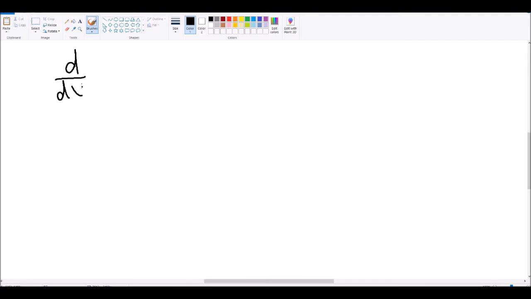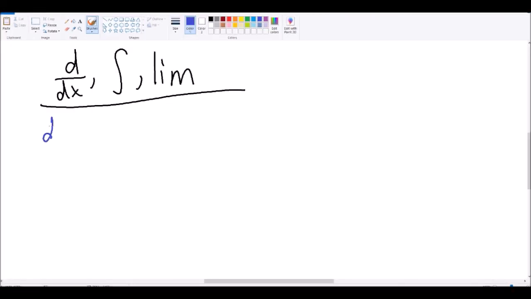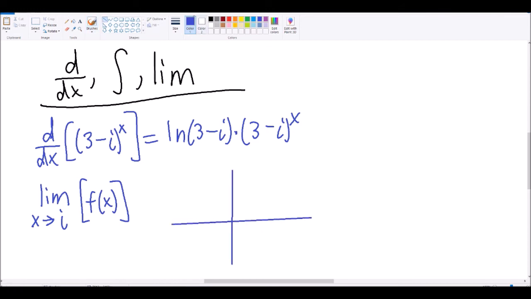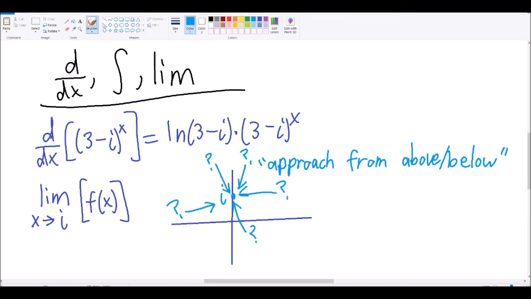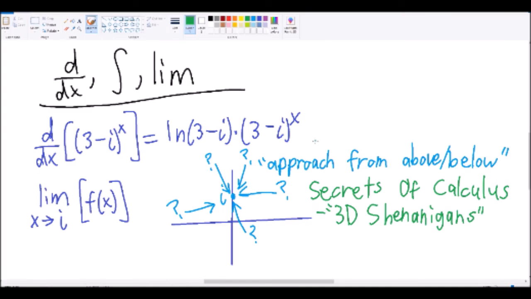And lastly, derivatives, limits, and integrals. They work perfectly fine with i, since i is just a number. If you're taking the derivative of 3 minus i all to the x, that answer will be the natural log of 3 minus i times 3 minus i to the x. When you put i, or a complex number, into the limit, you start getting awkward questions like, what does it mean to approach i? And because now that we have 2-dimensional numbers, it's meaningless to say approach from above or approach from below. If you want to know what happens, go watch the Secrets of Calculus section titled 3D Shenanigans, because it deals exactly with this issue.